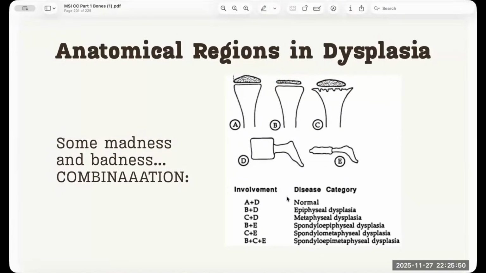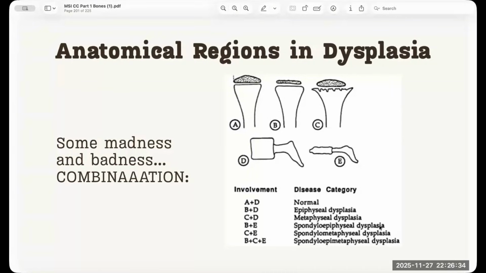Here is the involvement and the disease category. So basically, each disease has a combination of these involvements. First of all, this and this. Okay. So these are the bones, and this is how the vertebral body is. Okay. This is a vertebral body. So this is a normal bone, and this is a normal vertebral body. However, in epiphyseal dysplasia, there is B and D. So this is how the bone looks, this is how the vertebral body looks. Metaphyseal dysplasia, it's C and D. So epiphyseal and metaphyseal only concern the long bones, not the vertebrae.